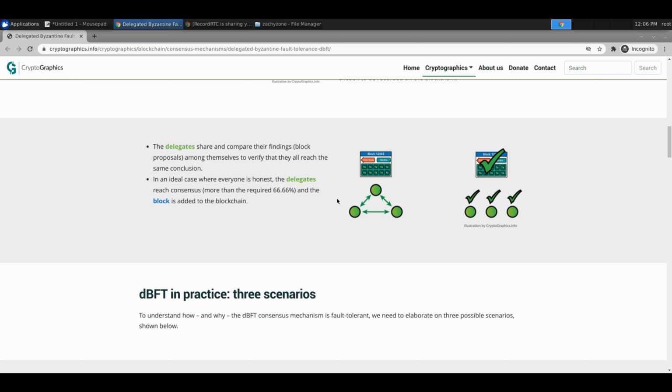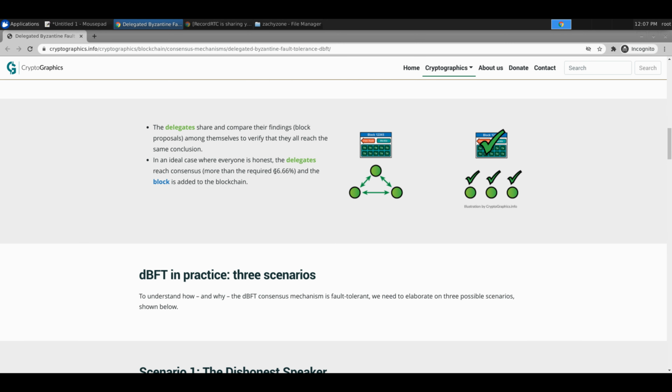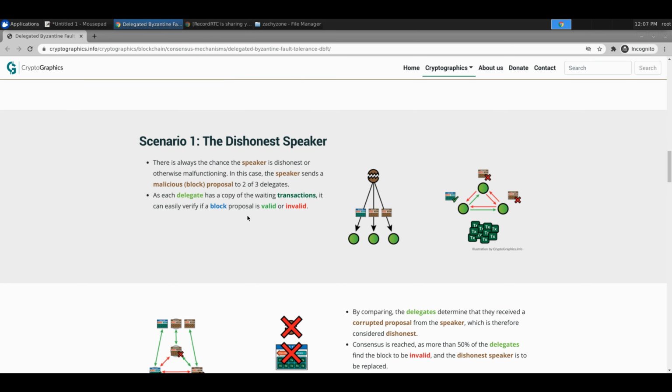So this is why it's message heavy, and this is why a lot of coins don't have a lot of participants, because there's a whole bunch of messages. The more participants you have, the more exponentially the messages go up. So essentially, if 67% agree, then it's a good block, and we move on.